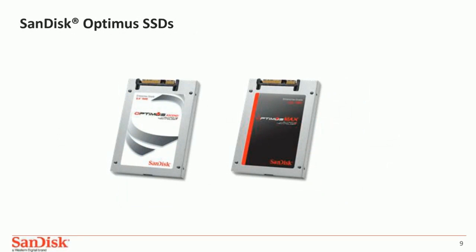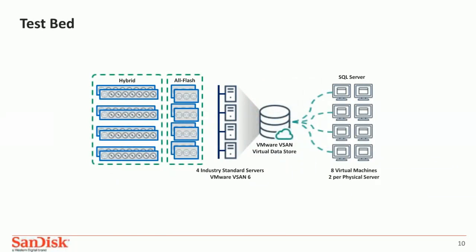In the hybrid configuration, SanDisk Optimus Ascend SSDs serve as read and write cache, and spinning disks provide the storage capacity. In an all-flash configuration, Optimus Ascend SSDs are used for write caching, and SanDisk Optimus Max SSDs provide data store capacity. Read caching isn't necessary, as reads are directly served from the capacity tier.